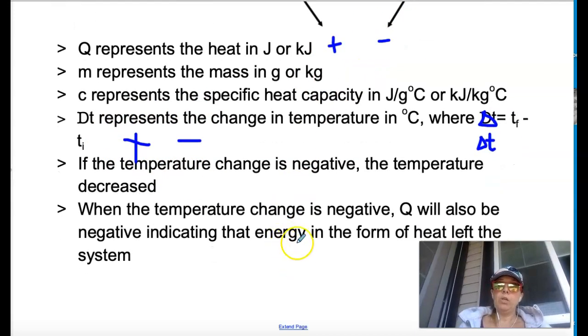So make sure you read the question carefully to see whether it is absorbed or released, because that's going to determine the sign of delta T. If you kind of ignore that, which sometimes you guys do, then you wind up with the wrong sign for Q, okay?